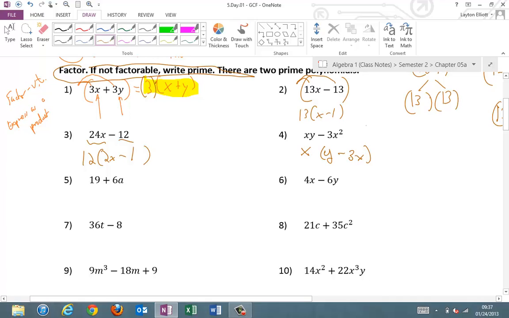I think we've just found one. Yeah, I believe you're right, because this 19 and this 6 would be the only things that we could possibly factor, and 19 and 6 don't have any common factors. So I believe we would probably just write prime here.